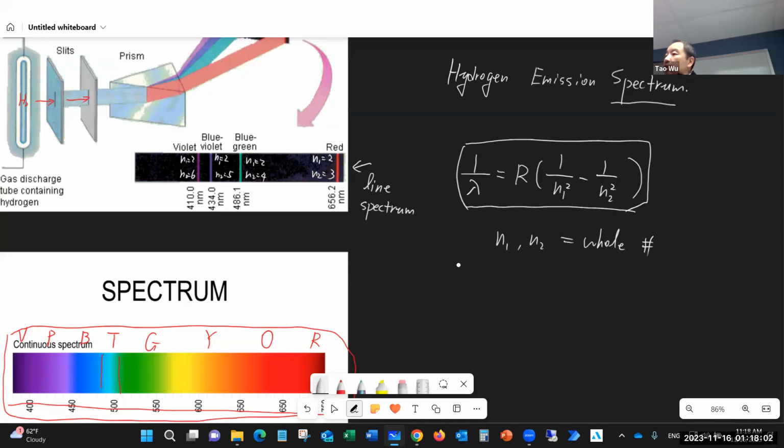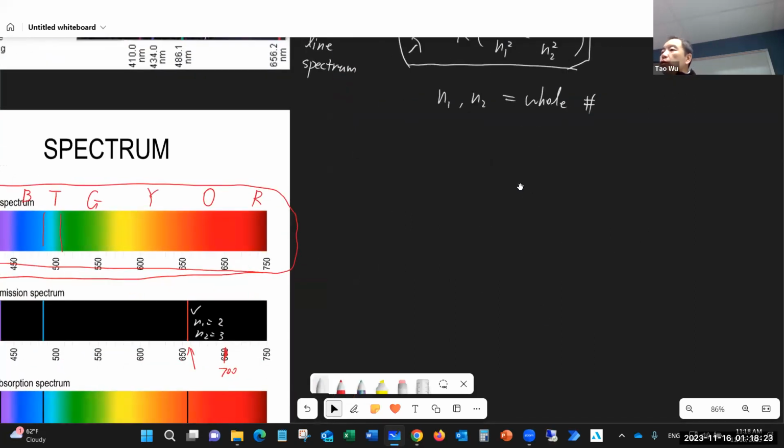So they found this equation. They found that the wavelengths can fit into this equation, and also that n1 and n2 must be whole numbers to solve this problem. But they did not have any idea what was going on, why these things happen. And that's why Bohr came up with his model and expanded on those things.